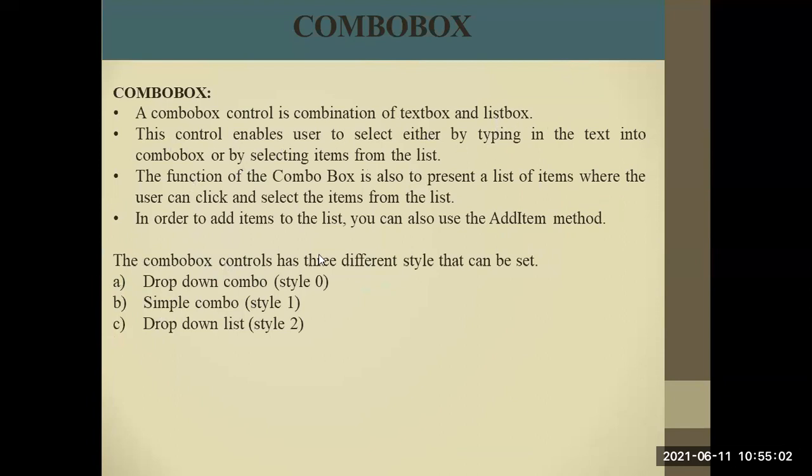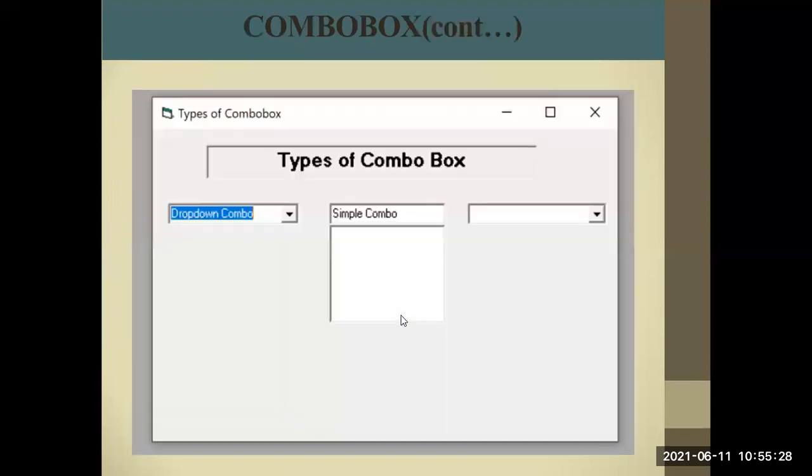Specifically we are talking about Visual Basic 6, but if you talk about Visual Basic 10 or 16, then that will be a much further improvement in the combo box. But in case of Visual Basic 6, the different types of combo box are limited to only three, which are drop down combo, simple combo, and drop down list. Fine.